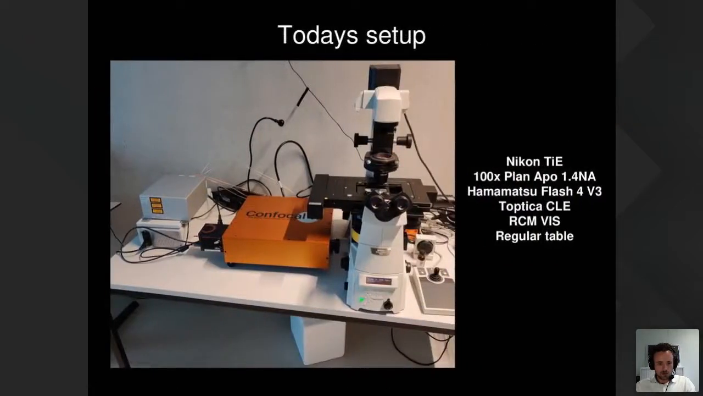So for today, I will use a Nikon TiE microscope with a Hamamatsu Flash 4 and a Toptica CLE. And you can see this is all mounted on a regular table. So we don't necessarily need an anti-vibration table, as the system is very, very robust.